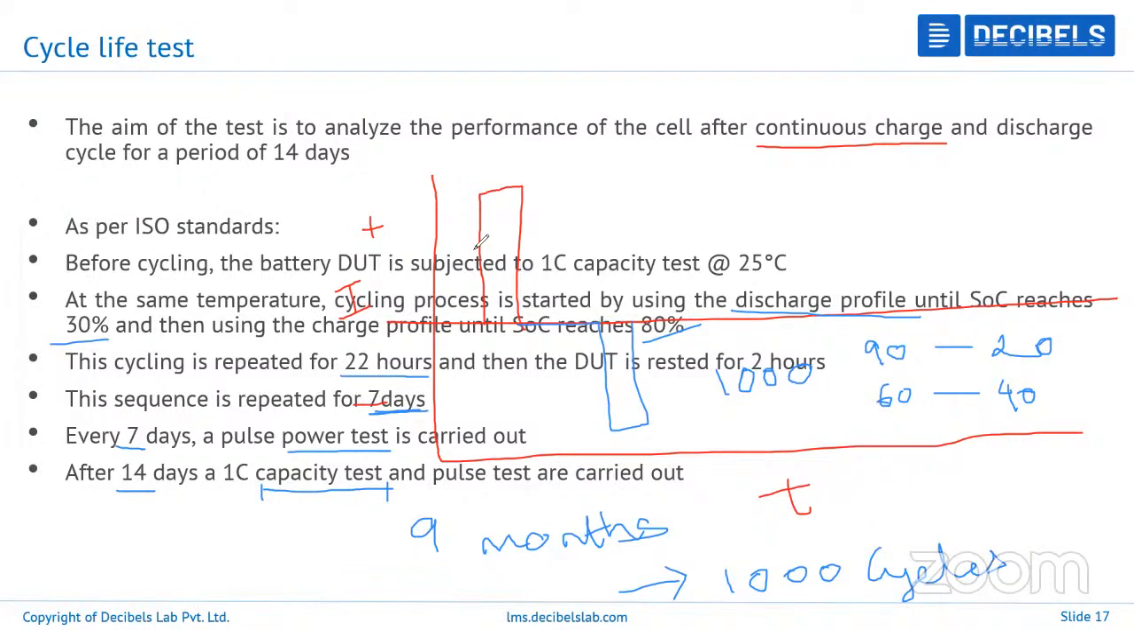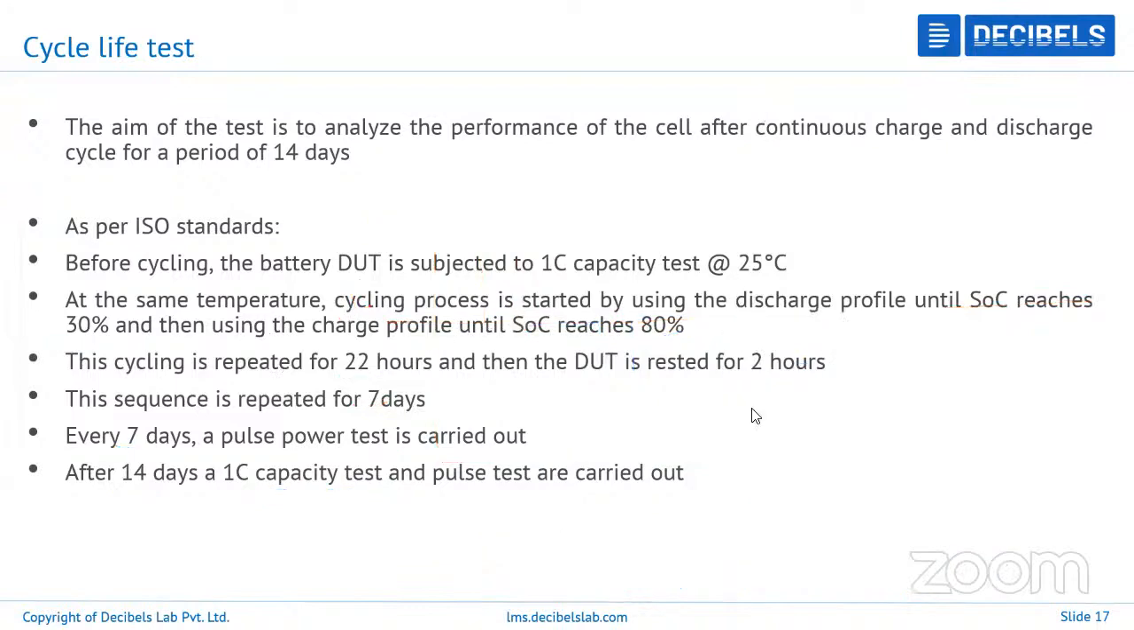Again, this is purely dependent on what SOC or percentage window you choose, and what life cycle targets you are willing to achieve. Depending upon that, your parameters will be changed. Whatever I have shown over here is as per ISO standards, and in that they have mentioned exactly what the different variations are that can be performed in the testing parameters. With that we come to the end of the different types of tests.